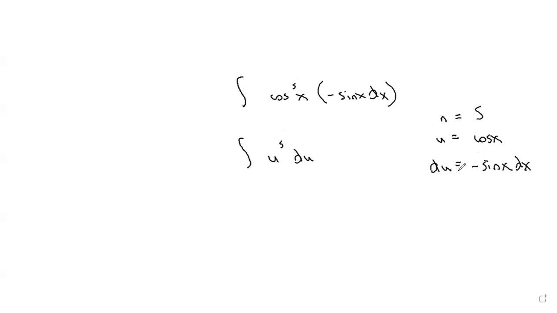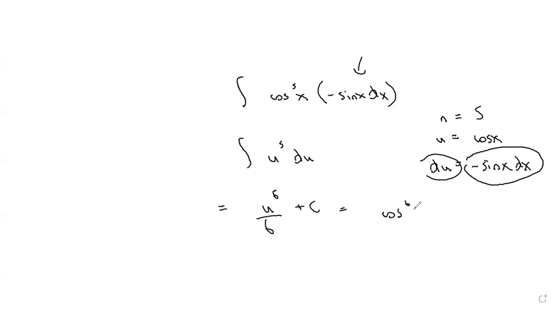So add 1 to your exponent, divide by that number, and then put your original variables back in there. Again, a lot of these can look really messy and ugly, especially since you have a minus sine x dx right here. But in this case, that entire thing is just du. So yeah, it's all good. So this will be u to the 6 divided by 6 plus your constant. So what's u? Cos. So that's cos to the 6 over 6 plus c.